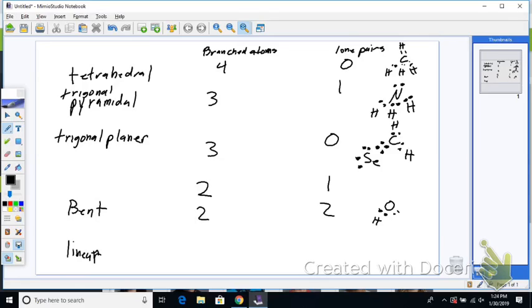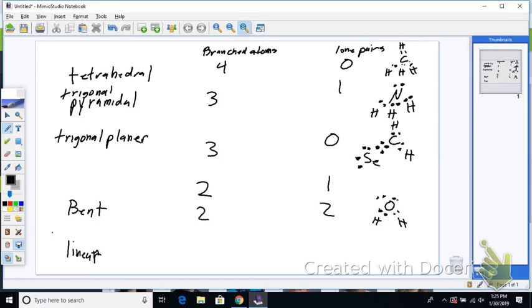So, this would be, water is one that's bent. Okay, so that's one. And then I'm not going to show you the other one. I'm kind of running out of room. But if you have 2 bonded atoms and then you got one that's unshared pair, that's going to be a bent.